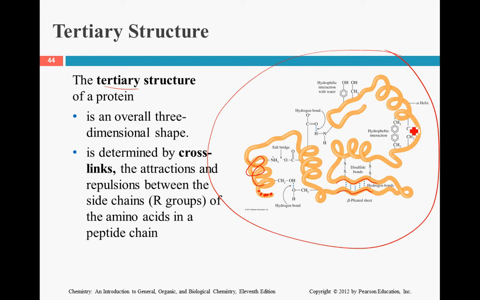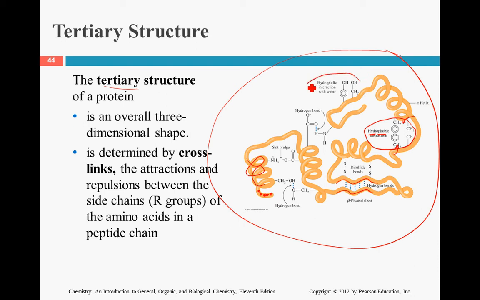For instance, this is a hydrophobic region. That means that it does not like water. It's scared of water. It wants to get as far away from the water as it can. So it's kind of turning itself inward so that it gets as far away from the solution as possible.